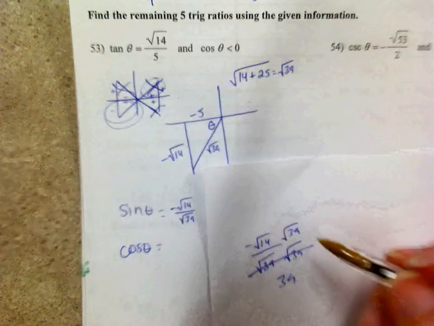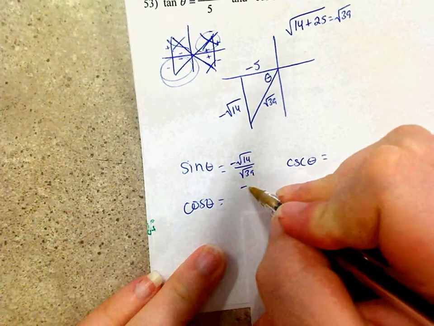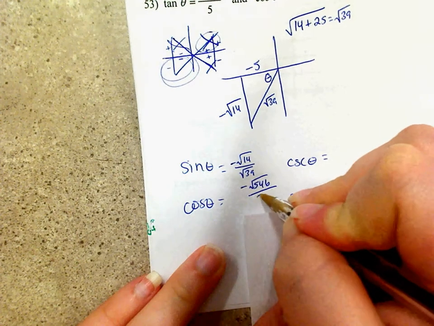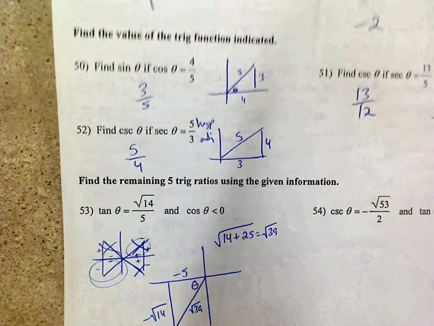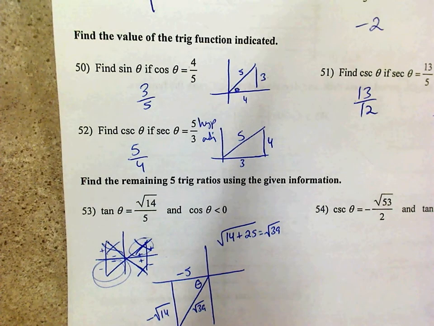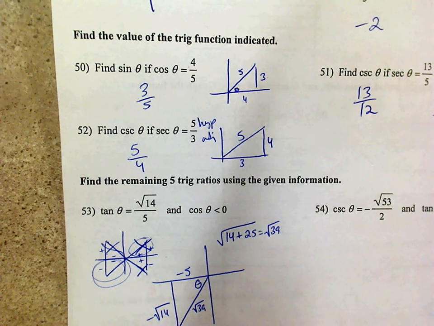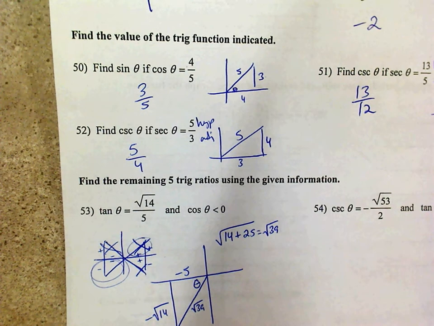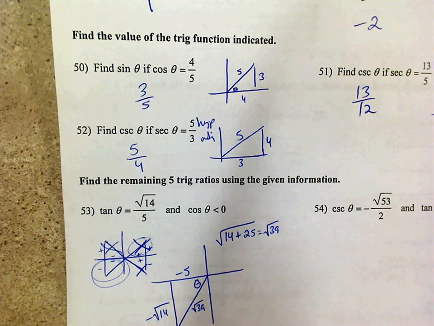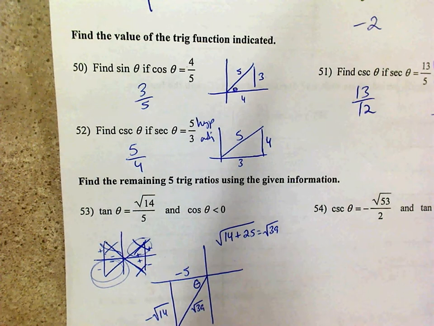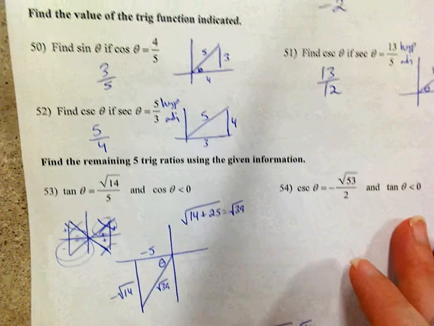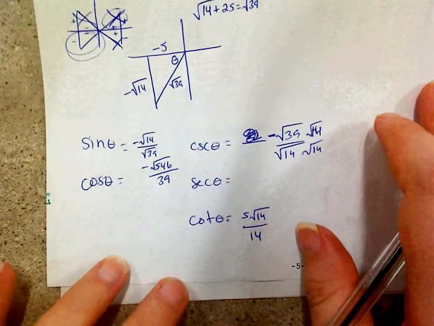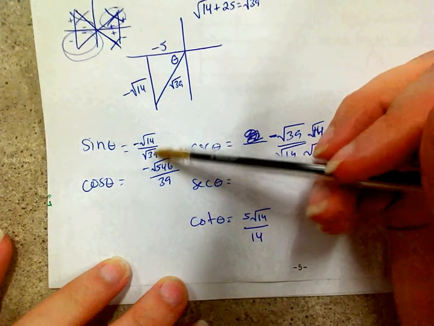Okay, well, if this is my sine, then my cosecant is, well, we could just flip this one. Square root of 39 over the square root of 14 with a negative. Oh, sorry, I'm not even showing you what I'm doing. Cosecant is reciprocal of this, so I'm going to flip that fraction. It's negative square root of 39 over 14, multiplied by square root of 14 on top and bottom. We already said that this is 546, so negative square root of 546 over 14.